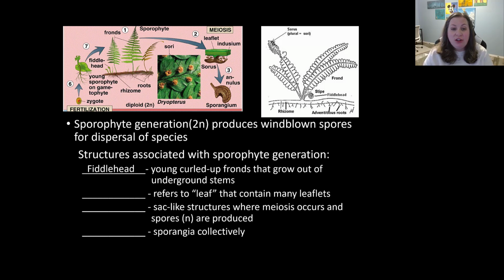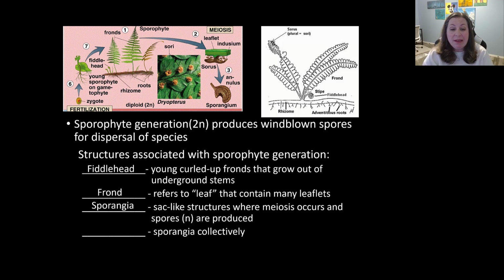Fiddleheads are young, curled up fronds. Fronds are like the leaf-like structures that grow out of underground stems of the ferns. So the ferns' stems and roots are underground. The parts you're seeing are the leaves, and they're known as the fronds. Now the ones that are coming out and they're kind of curled and they're going to uncurl are called the fiddleheads. A frond refers to the leaf that contains many little leaflets of the fern.